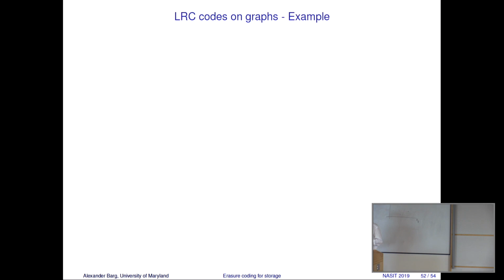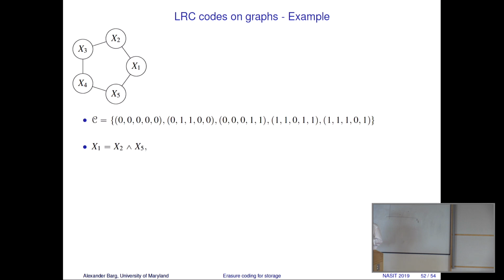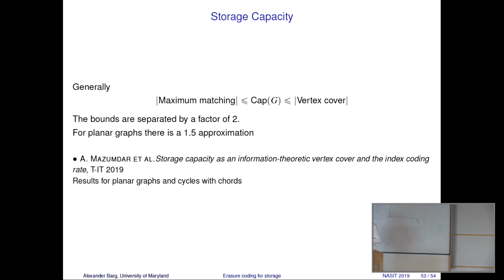So the max matching is a lower bound on the storage capacity. That is clear by the definition. The vertex cover is also clear. What's the vertex cover? Well, there's a graph, and a vertex cover is a set of vertices that covers all the edges.